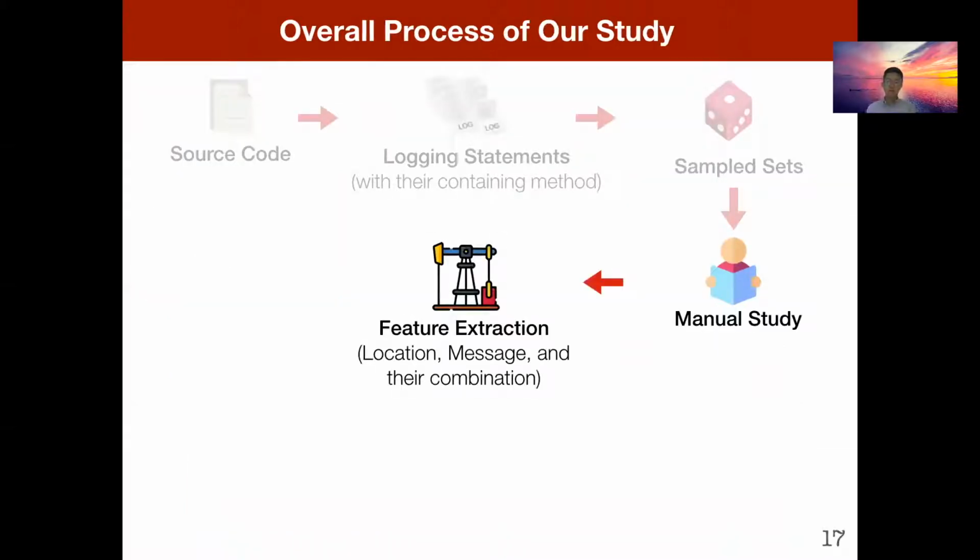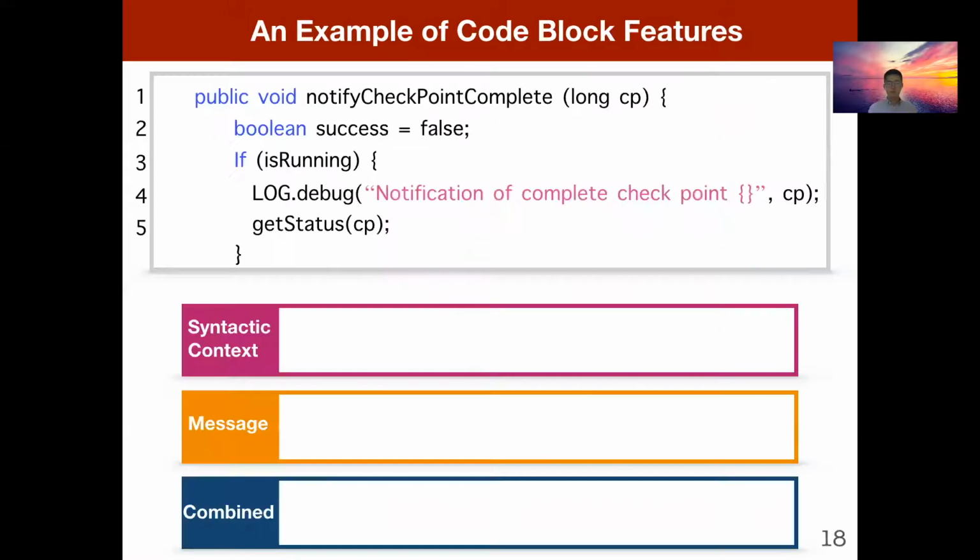Driven by our manual study, we propose a deep learning-based approach to suggest log levels by leveraging the findings from our manual study. We first extract features from the source code. They are the syntactic context feature of logging code, representing the logging locations, the log message feature, and the combined feature of them. Then here we give a very simple example of how our features look.